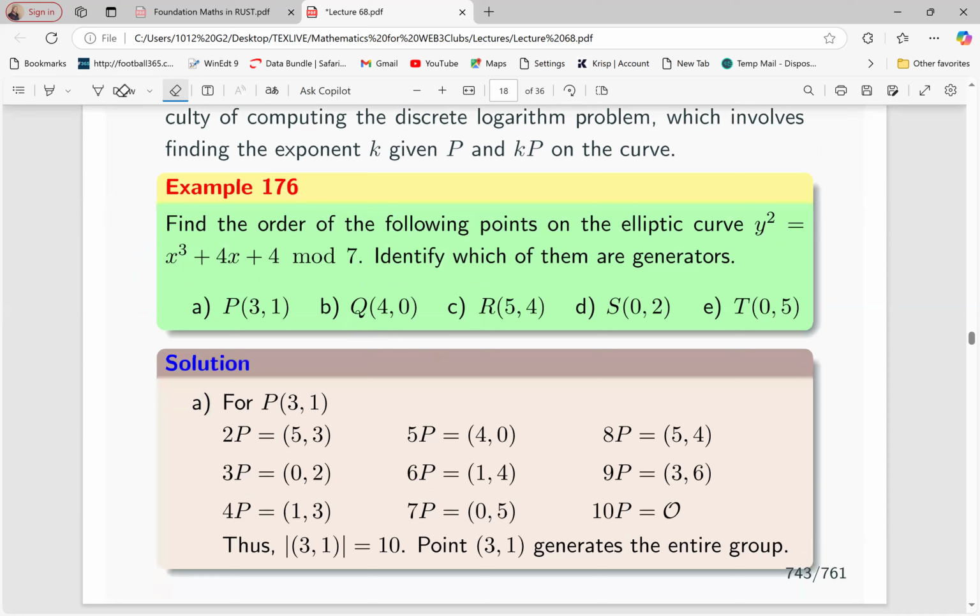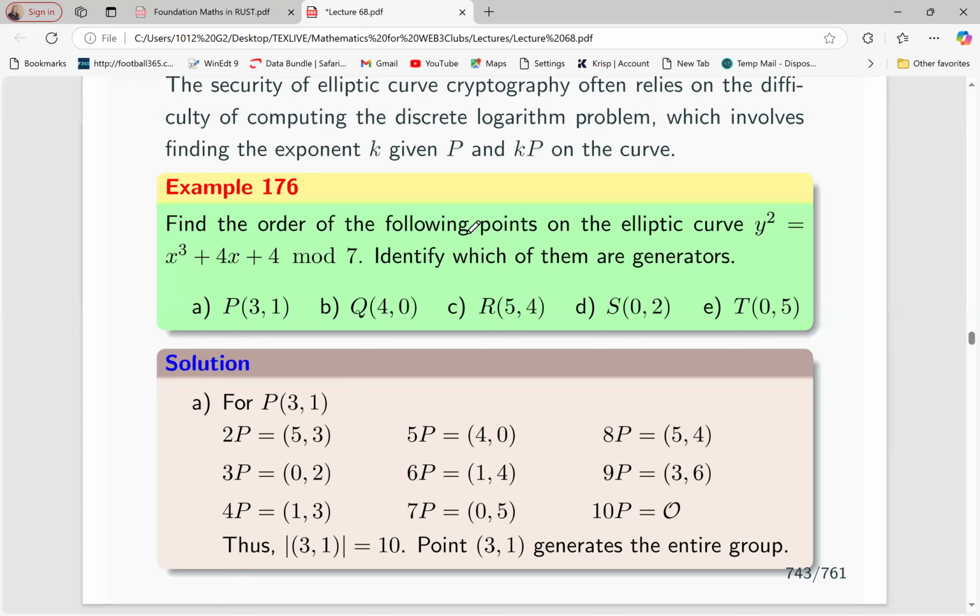Now, let me just show you examples physically, and then we go to the code. Find the order of the following points. In other words, how many times am I going to add this point to itself to get the identity? This is what the question is asking. Find the order of this point on this elliptic curve. And then it says, identify which of them are generators. We just want to see which of these points are generators. So which point among these would generate all the points on this elliptic curve?